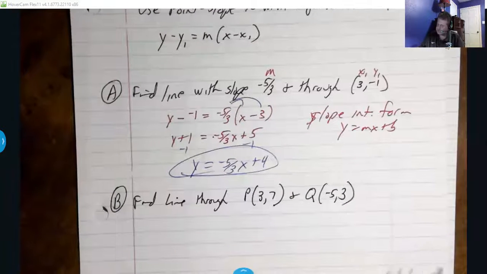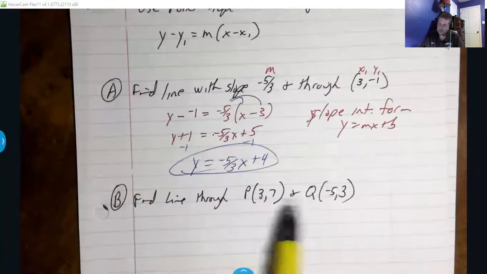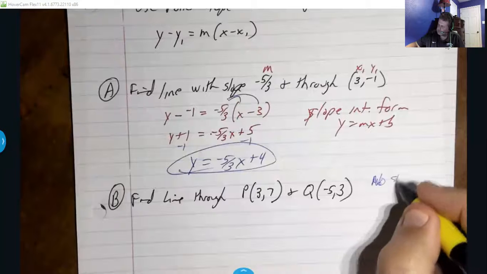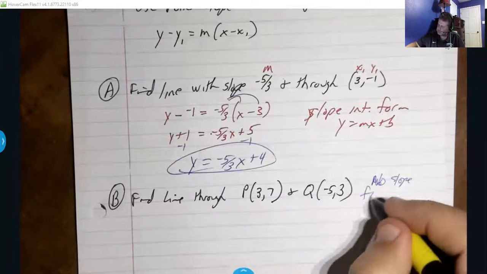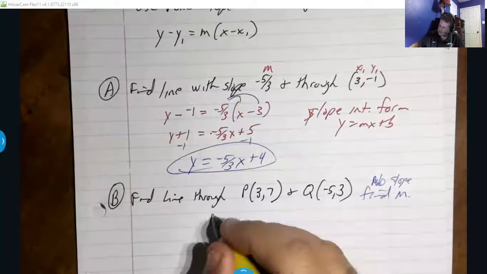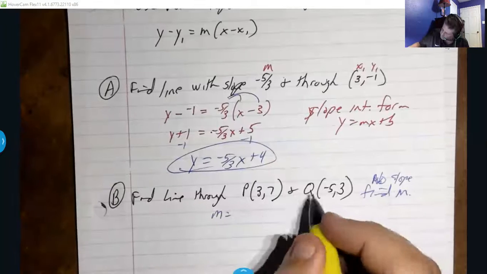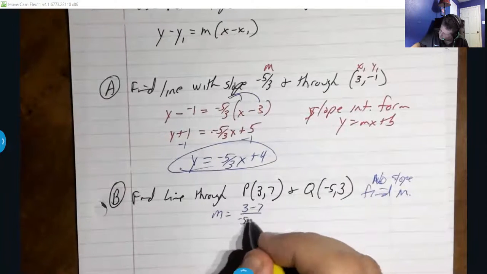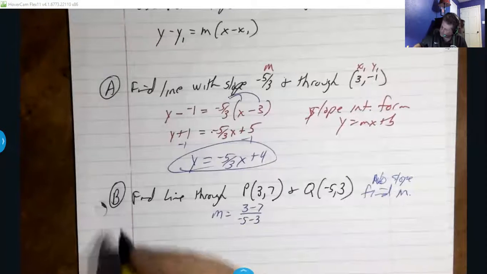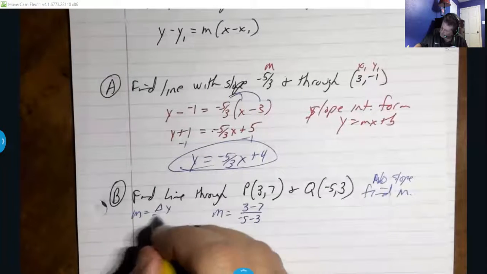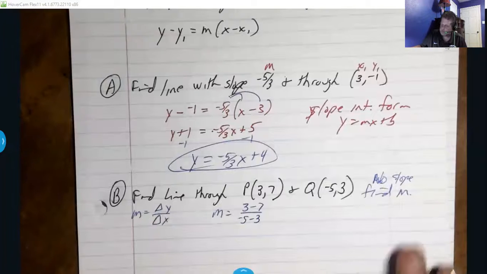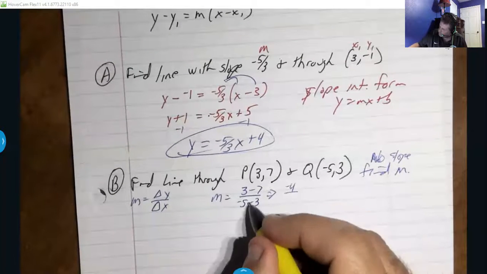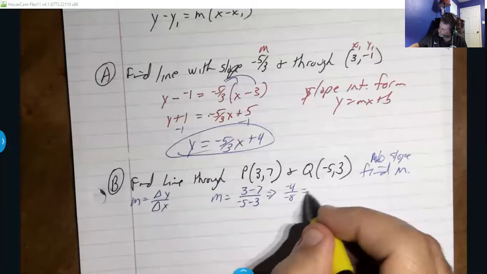Now, if we look at the next one, notice they give us I want to find the line that goes through these 2 points. I don't have a slope. There's no slope. So what do we do? We have to find a slope. And remember, slope is the change of y's, so that's 3 minus 7 over the change of x's, negative 5 minus 3. Remember, slope, change of y's over the change of x's. All right, so that's going to give me negative 4 over negative 8, which is 1/2.